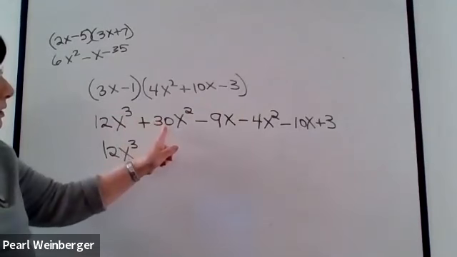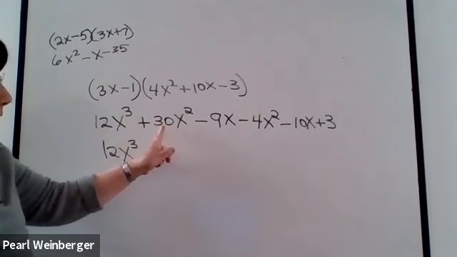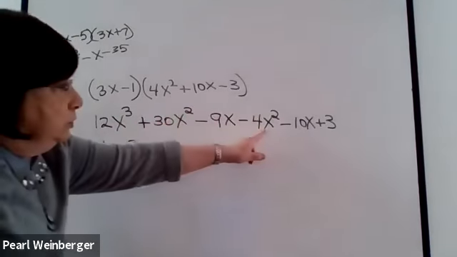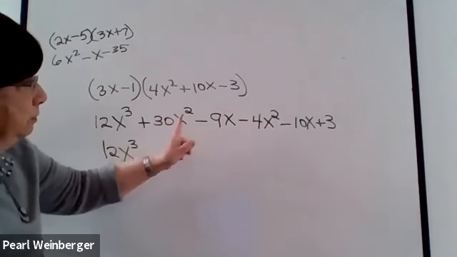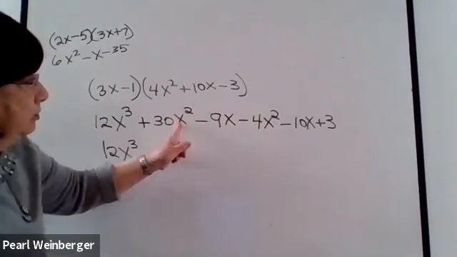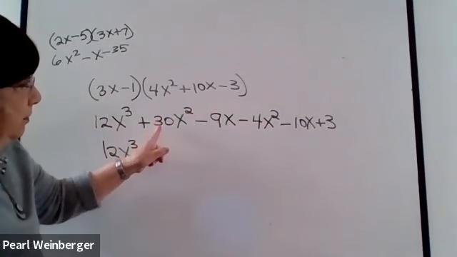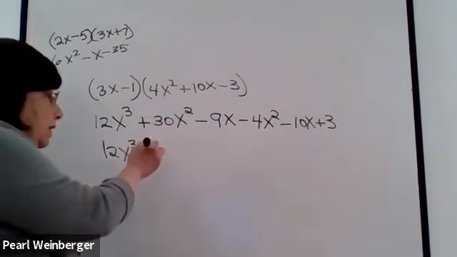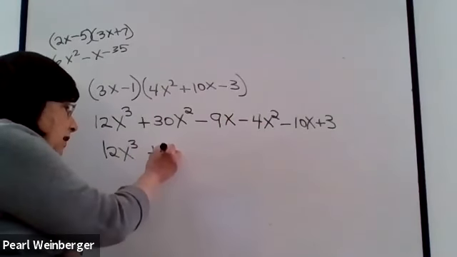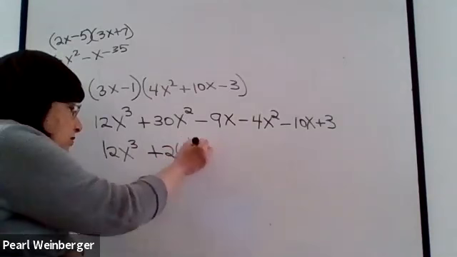The next thing I see is a 30x squared. Well, there is another x squared term. There's a negative 4x squared. These are like terms because they both have the same x squared. So I combine the positive 30 and the negative 4. 30 minus 4 is 26. It's positive 26x squared.